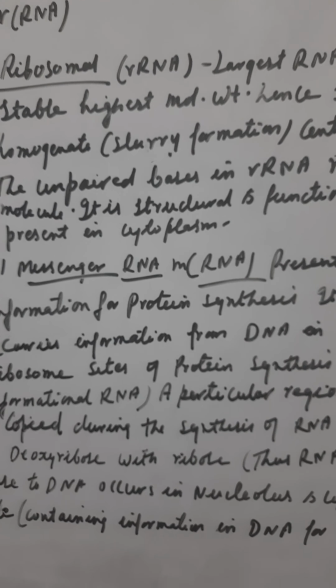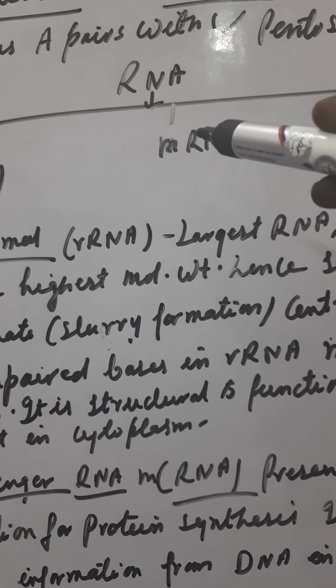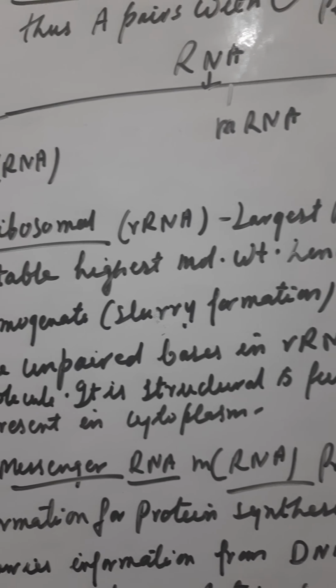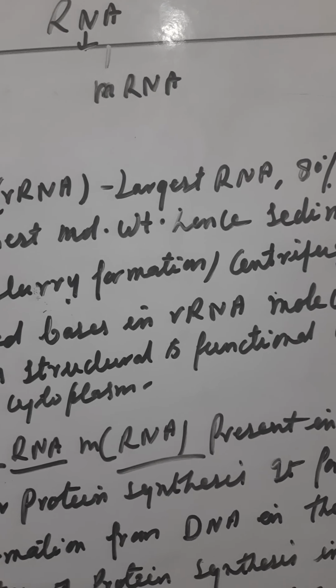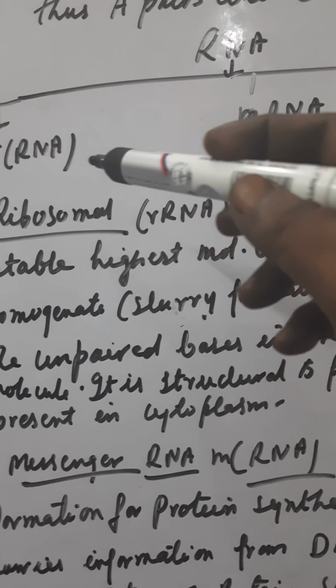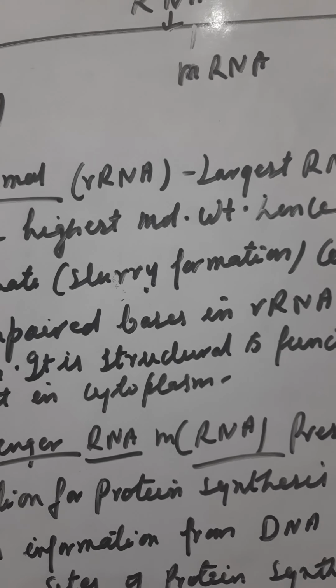Structure of the RNA: single stranded structure. The nucleotides are A, G, C, U, so here thymine is replaced by uracil, and the pentose sugar is ribose. There was deoxyribose in DNA, here it is ribose. Now RNA is of three types: rRNA, mRNA and tRNA, that is ribosomal RNA, messenger RNA and transfer RNA.